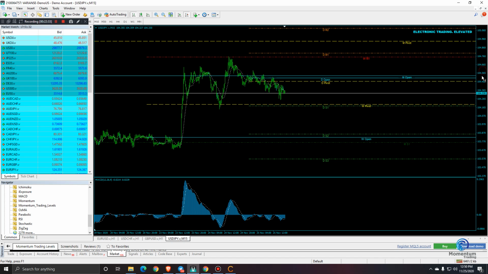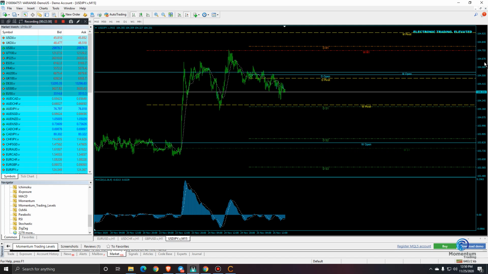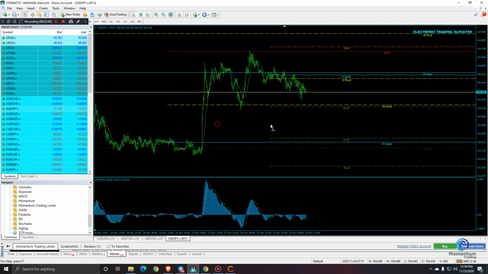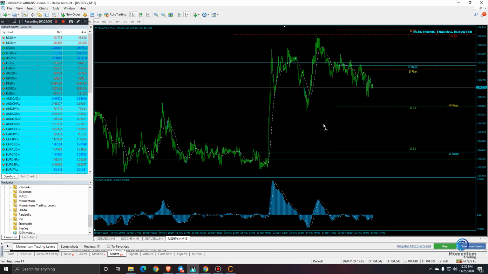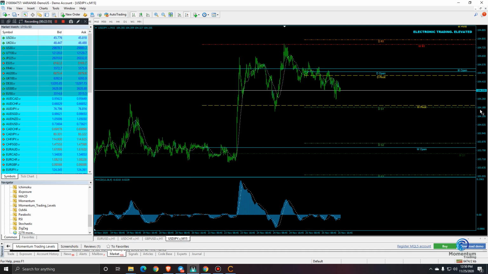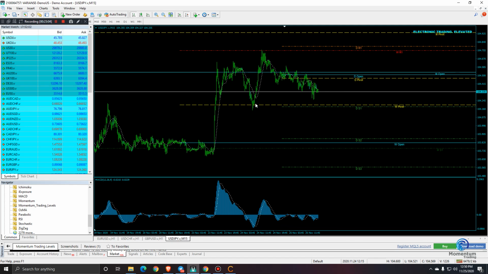But you definitely want to be able to forecast entries and forecast exits, because that's how you're going to be a profitable trader. You can see here, like if you took the monthly S1 off the buy, off the weekly open, there's targets.